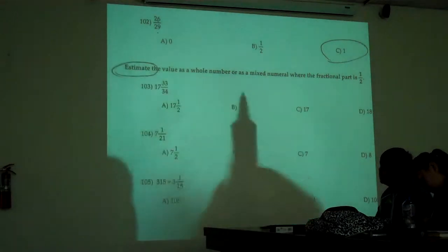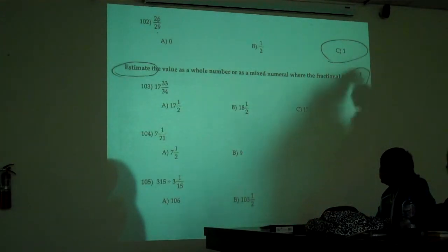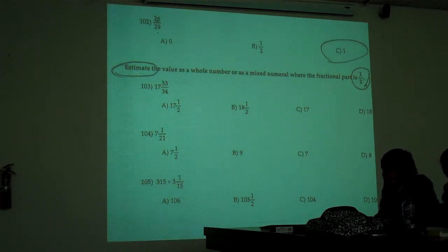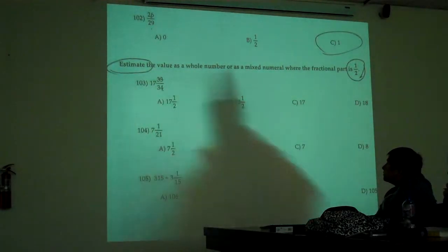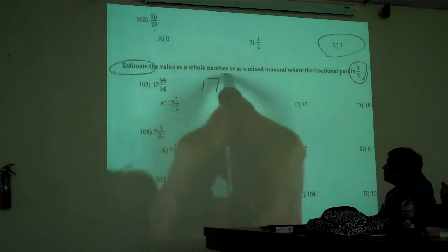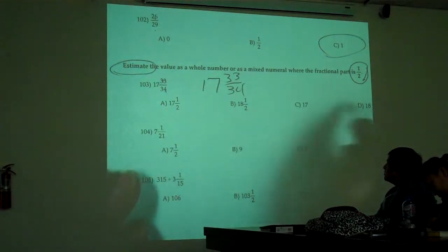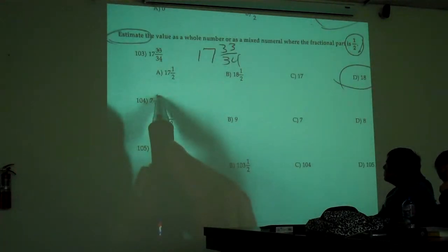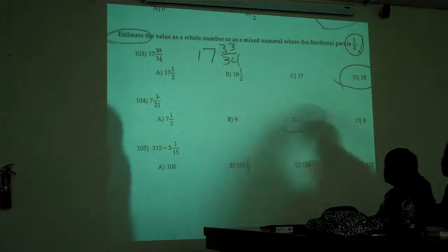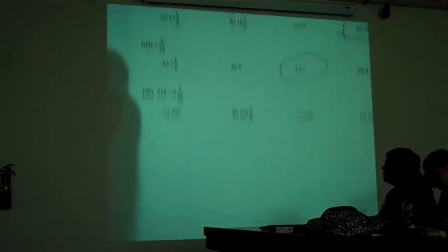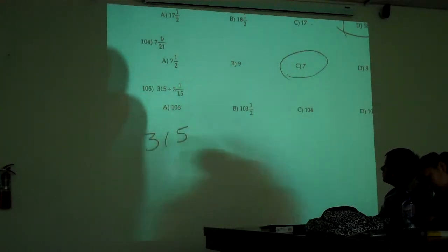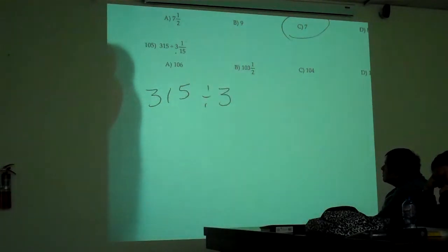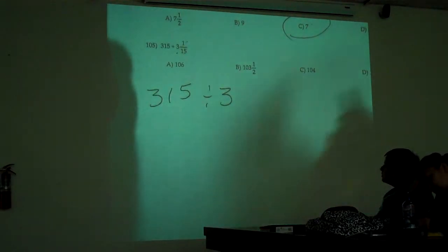Okay, estimate, but where it's close to a half, if it's half of it or more, like this one's almost a whole, it's 17 and 33 over 34, go all the way to 18. This one is almost nothing, so 7 plus nothing is just 7. 105, you have 315 divided by 3, and nothing would just be dividing it by 3. So if you divide that by 3, you get 105.